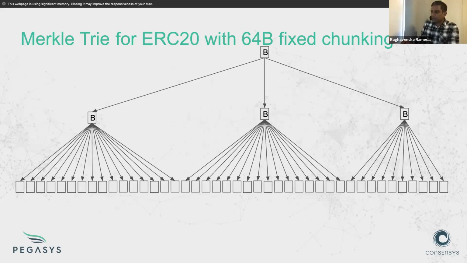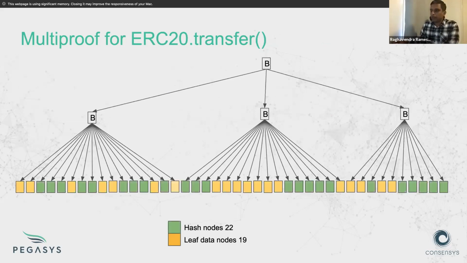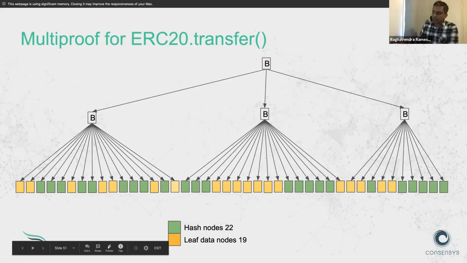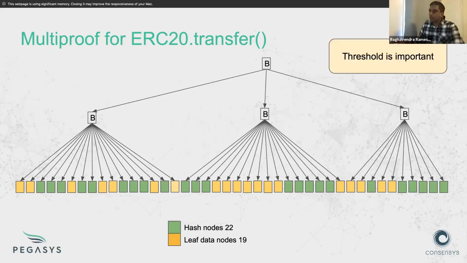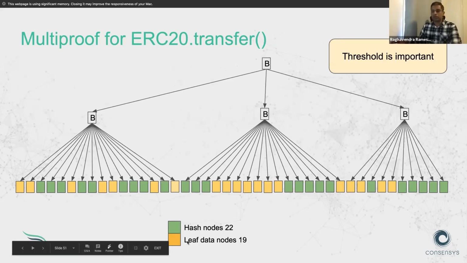And if you look at the multi-proof, then we'll have, as I said, 19 leaf nodes. But remember that these leaf nodes are not exactly equivalent to the previous leaf nodes in terms of size. These are 64 bytes. Previously it was 128 bytes. So these are half the size. And the number of hash nodes we require has jumped to 22. Previously it was only 18.